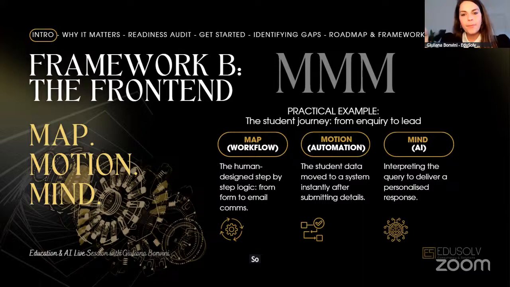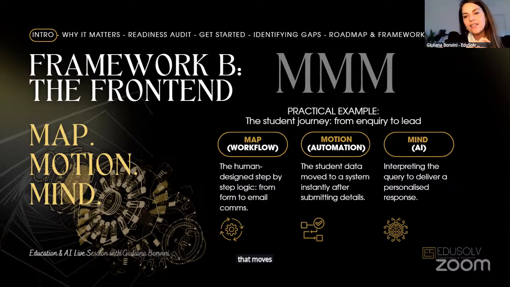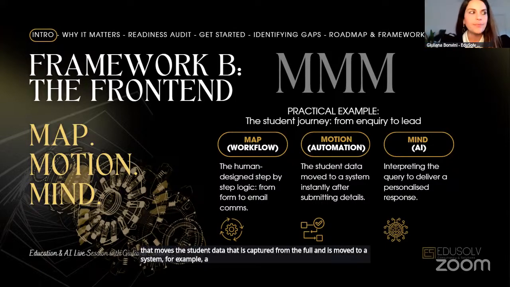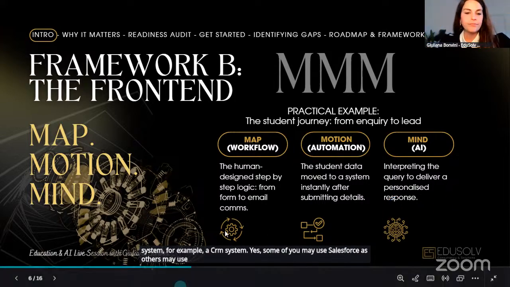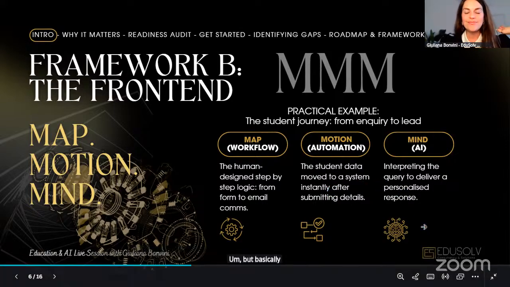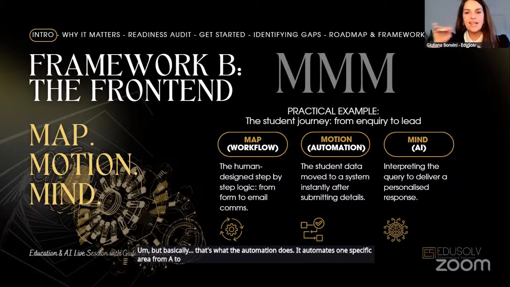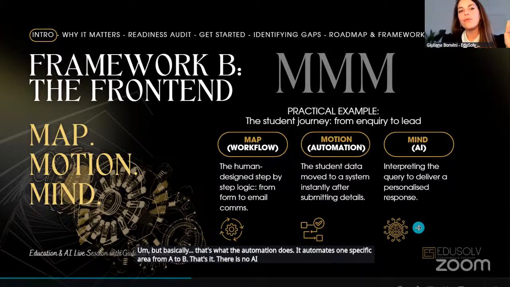So it's from inquiry to lead, that's the journey. So in order for that to happen, we need to design the workflow, the map, and then we need to create an automation, which is the motion, that moves the student data that is captured from the form to a system, for example, a CRM system. Yes, some of you may use Salesforce, others may use HubSpot, or you might use a completely different system. There are so many of them anyway. But basically, that's what the automation does. It automates one specific area from A to B. That's it. There is no AI involved per se.